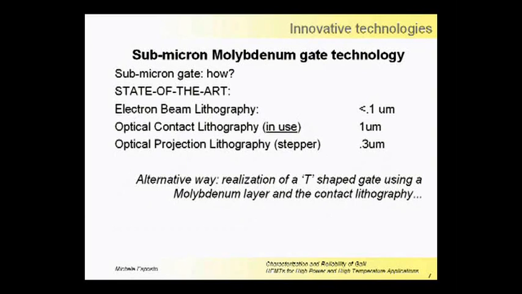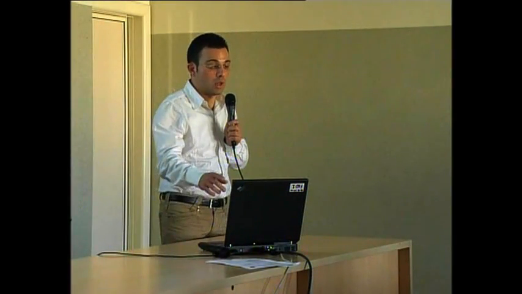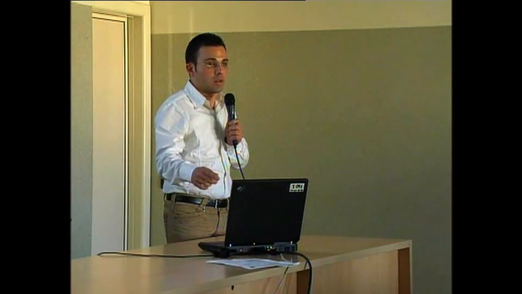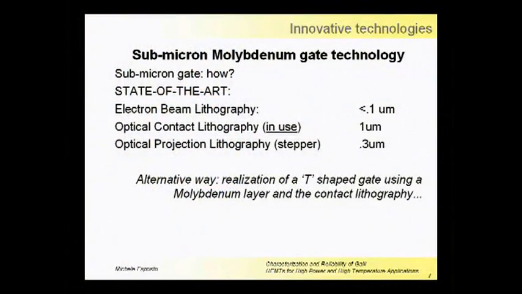The best way to realize a submicron gate is to use electron beam lithography, which has a resolution limit of less than 0.1 micrometer. The realized devices have a gate length of 1.1 micrometer, so using optical contact lithography, we are just working toward the resolution limit.